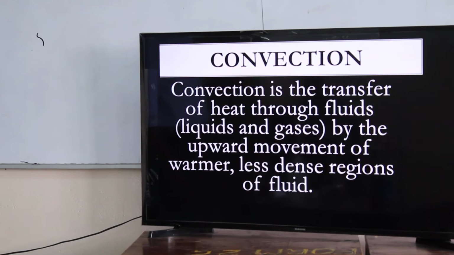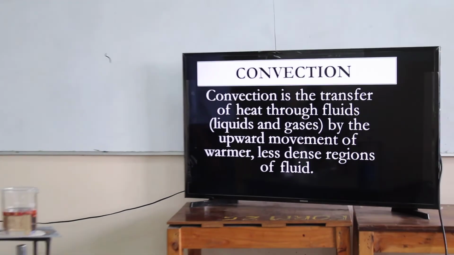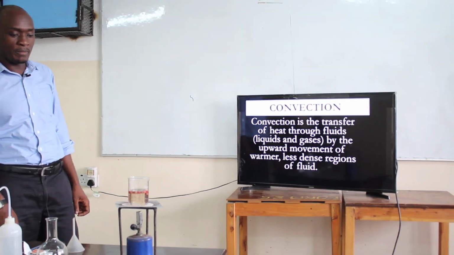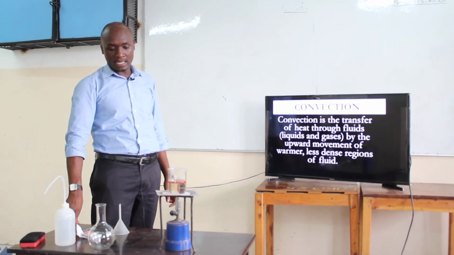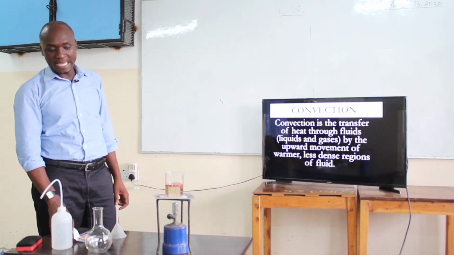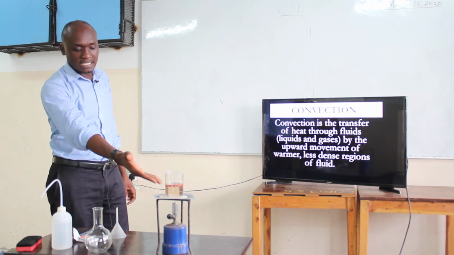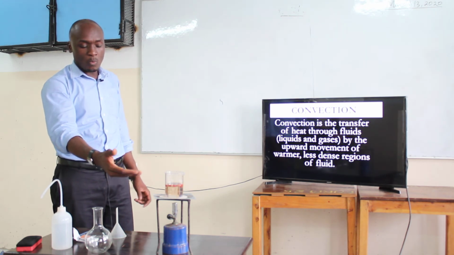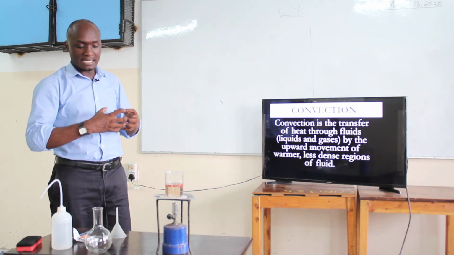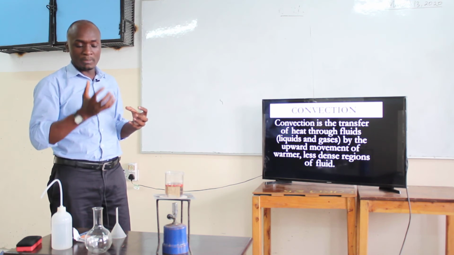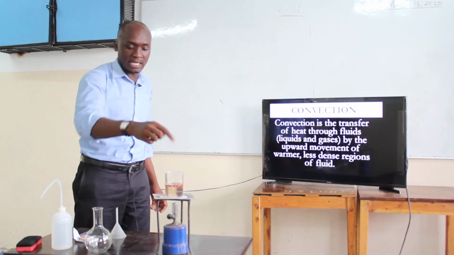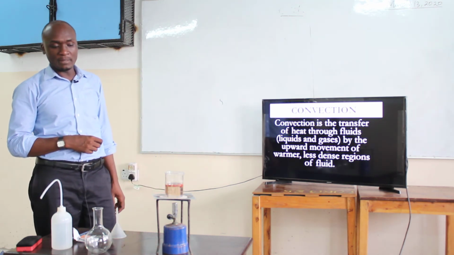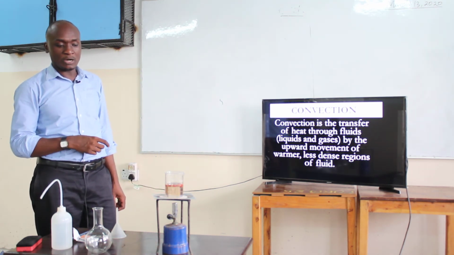Meanwhile, as I was stating initially, what is convection? Convection is the transfer of heat through fluids, through gases and liquids. You can see from your screen the upward movement of the warmer, less dense region because of the heat. When this liquid was cold, all these seeds were at the bottom. But now, after being heated, the liquid has decreased in density and has moved up. That's why you can now see the beans have moved up. That's what we are referring to as convection.